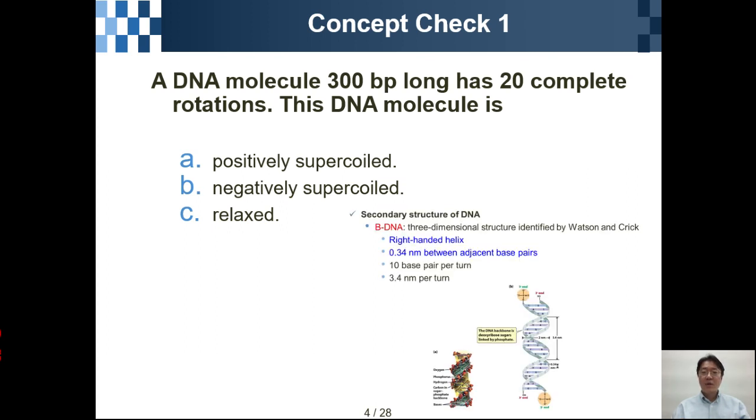In the last class, we learned about B-DNA. In most cases, DNA is B-DNA. B-DNA is a right-handed helix. Each turn has 10 base pairs, meaning the distance for each turn is 3.4 nanometers. Because this DNA is 300 base pairs long, it should have 30 complete rotations, but this DNA has 20 complete rotations. It means that it is 10 turns under-rotated. So it means that it is negatively supercoiled. The answer is B.